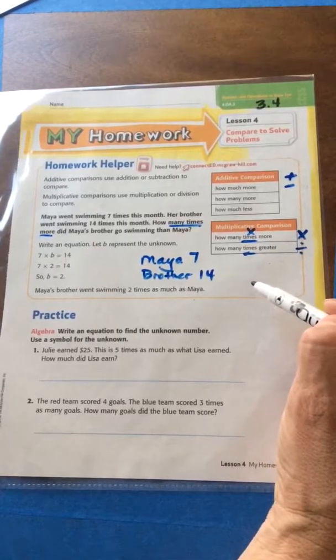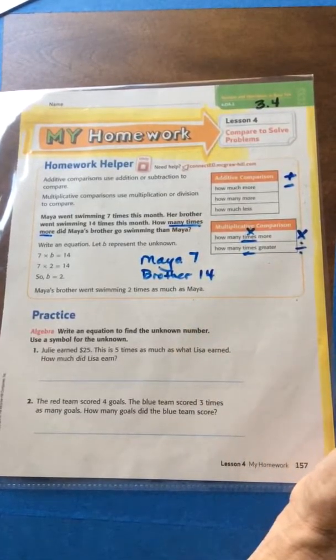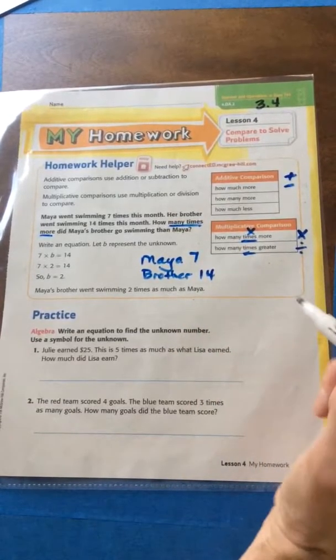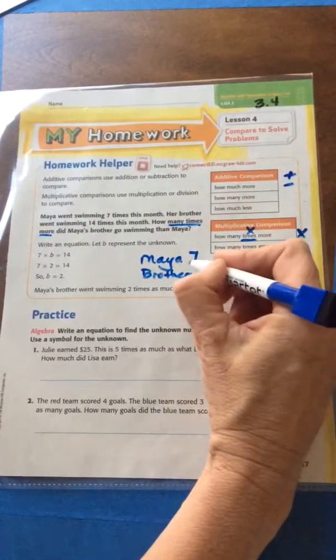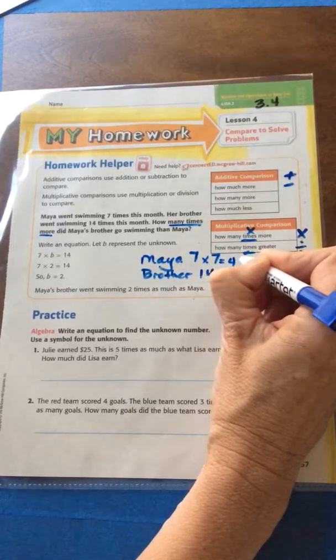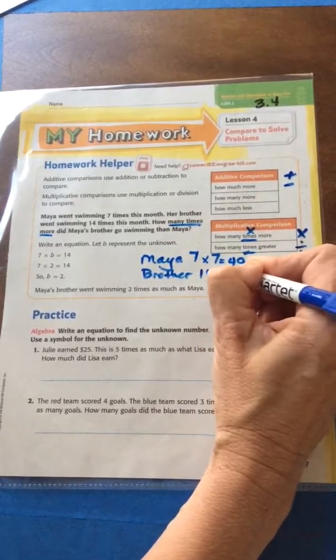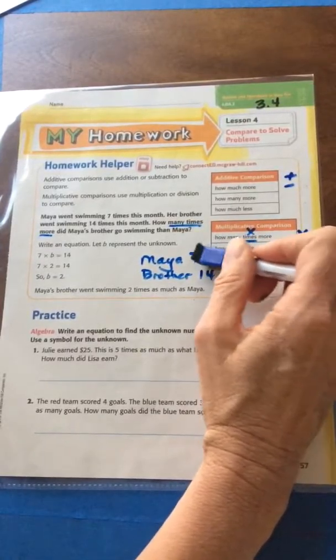Now, it's really easy to say, well, he went 7 more times than she did. Okay? You can't say that, because if you were saying he went 7 more times than Maya, that would give you 49. That's not what it's asking. You got to be really careful here.